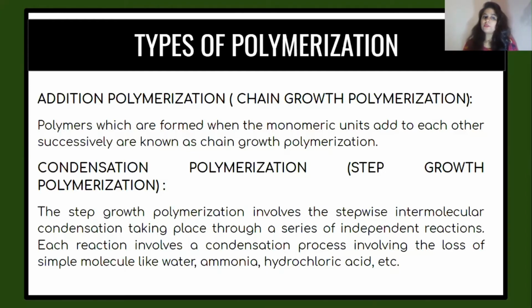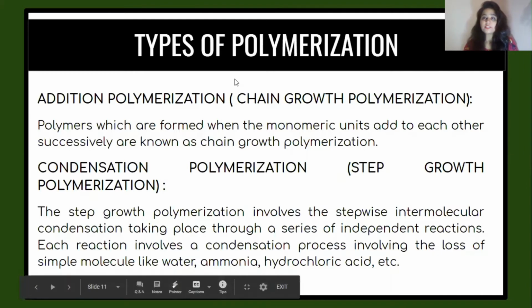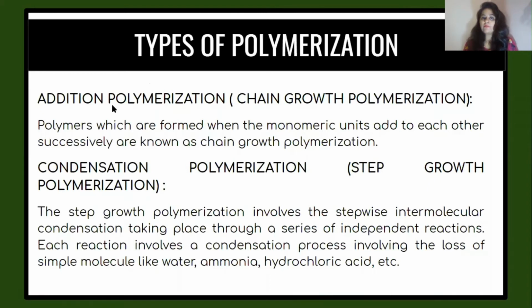There are basically two different types of polymerization reactions. The very first is called the addition polymerization reaction, also referred to as chain growth polymerization. If you have gone through some reference books, you would have seen it mentioned by this other name, chain growth polymerization. Addition or chain growth polymerization is one technique wherein a polymer is formed when the monomeric units act towards one another.